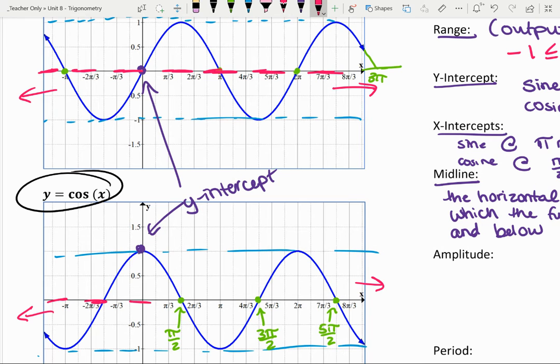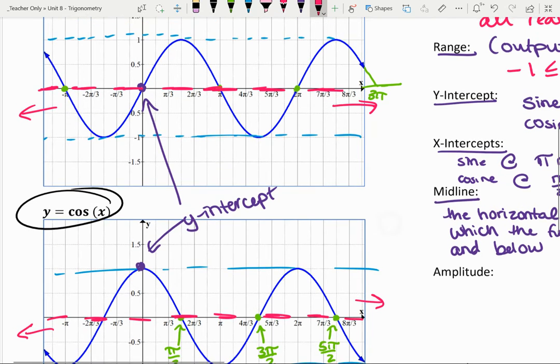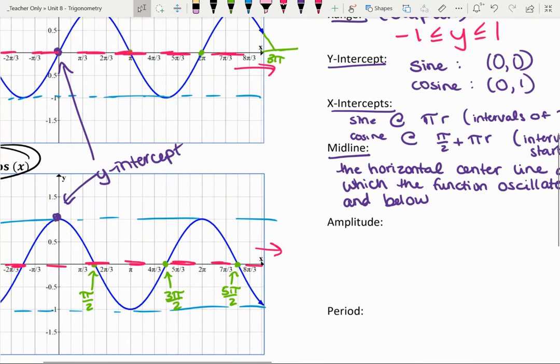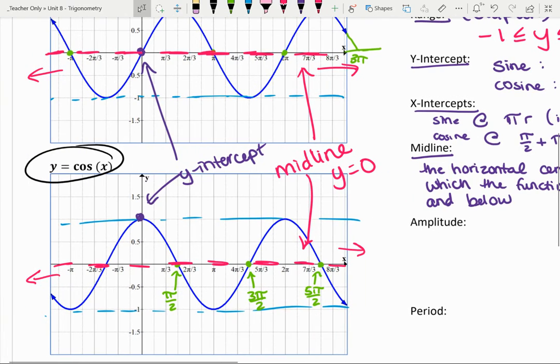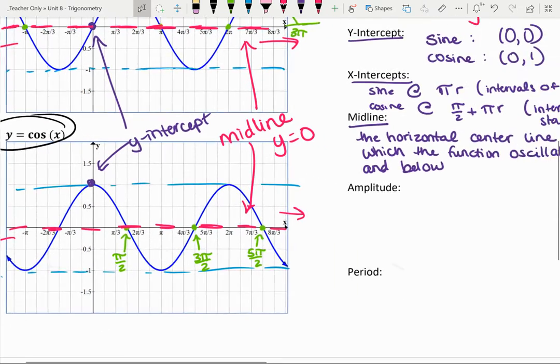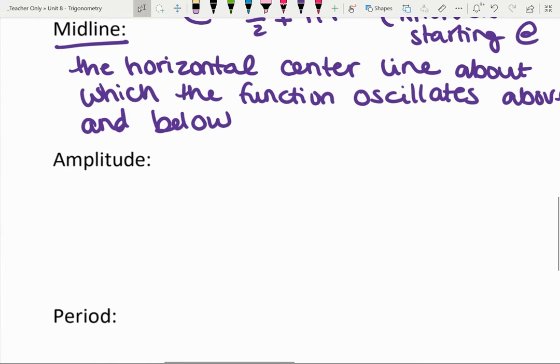Now, when we start to transform these graphs, just like we've transformed other functions, we'll see that midline will shift. But for these parent graphs, our midline is at the line y equals 0, the x-axis. So that's something to just keep in mind. But again, that vocabulary word is pretty self-explanatory there.